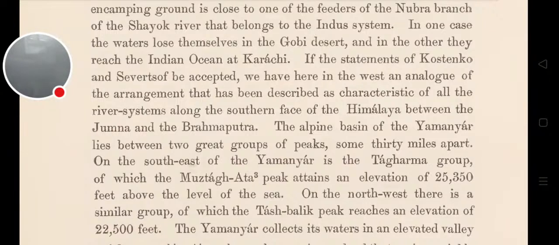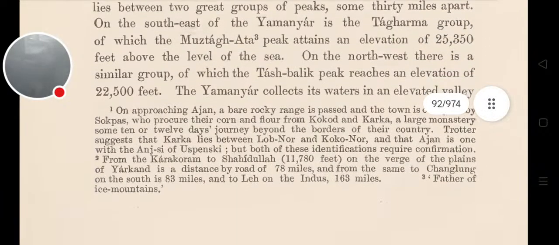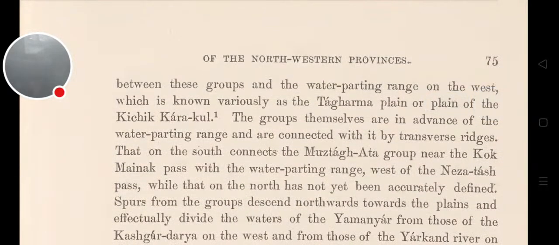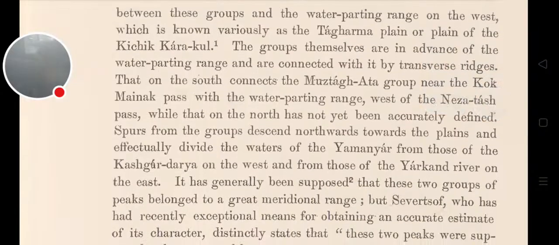The alpine basin of the Yamanyar lies between two great groups of peaks some 30 miles apart. On the southeast of the Yamanyar is the Thagarma group, of which the Mustag Ata peak attains an elevation of 25,350 feet above the level of the sea. On the northwest, there is a similar group, of which the Tash Balik peak reaches an elevation of 22,500 feet. The Yamanyar collects its waters in an elevated valley between these groups and the water parting range on the west, which is known variously as the Thagarma Plain or Plain of the Kichik Karakul.